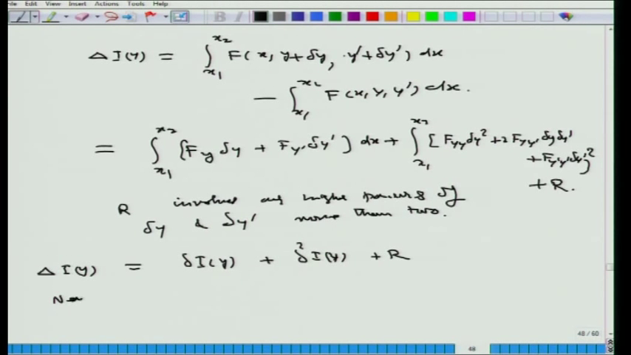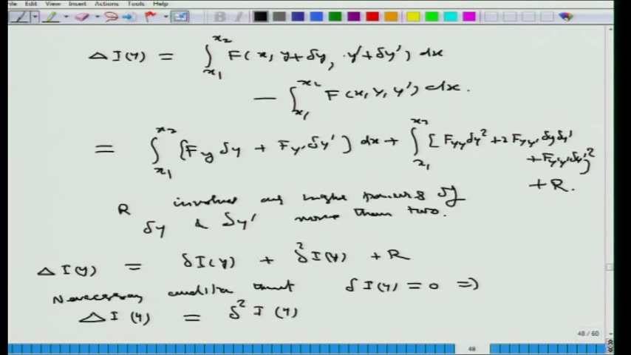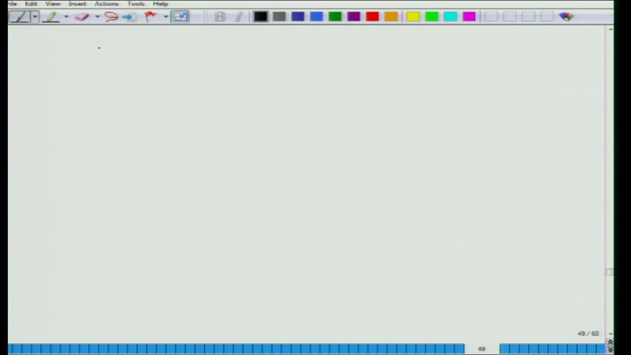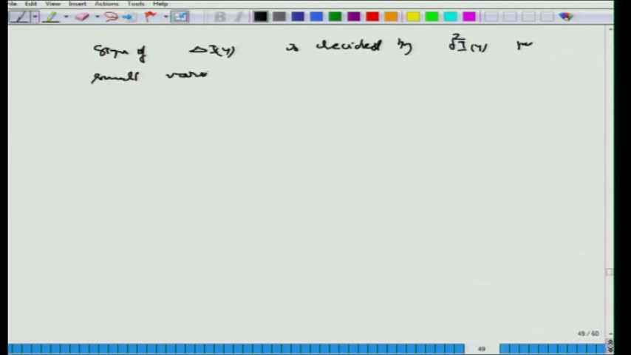And the necessary condition is that the first variation delta I y must be 0. This then implies that delta I y is finally equal to delta square I y plus r. So the sign of delta I y is decided by delta square I y for small variations delta y and delta y prime. So we see that we need to check only the sign of this.